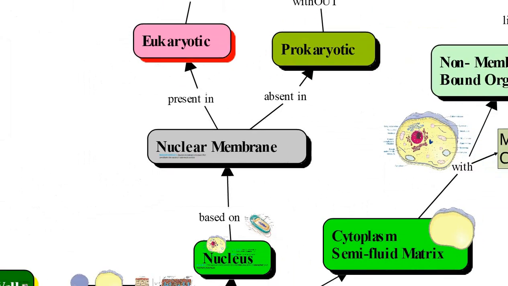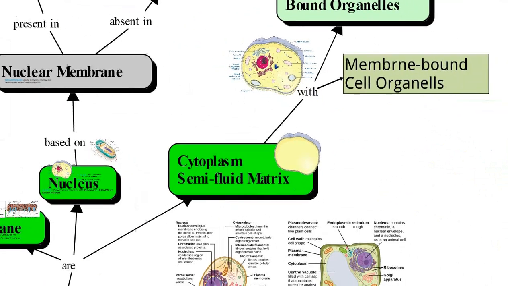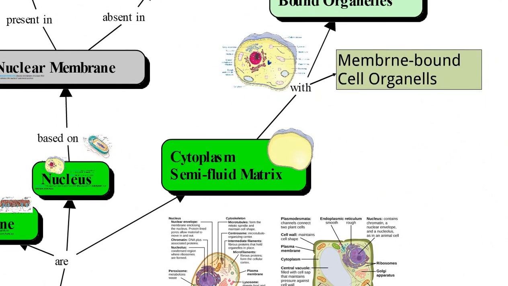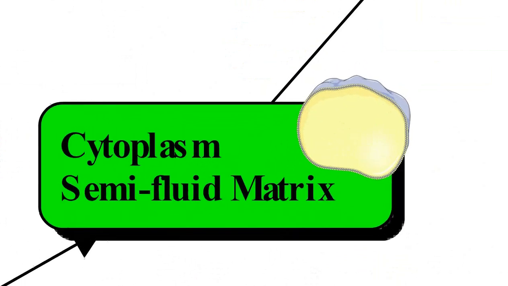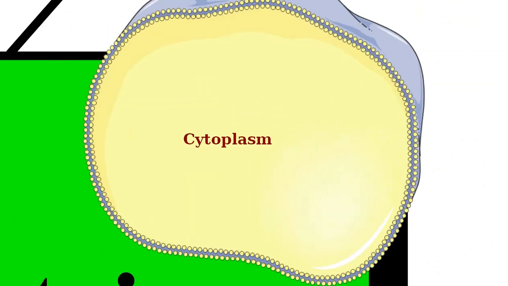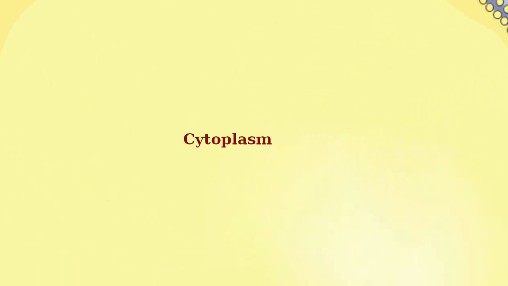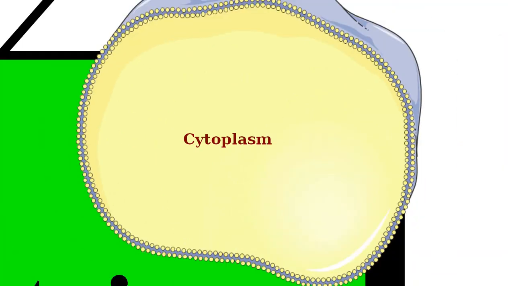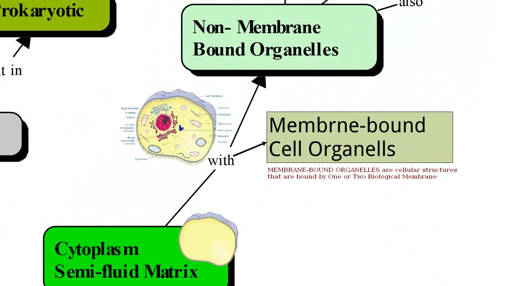Then coming to the other important common structure present in both animal cell as well as plant cell is the cytoplasm. And cytoplasm is the semi-fluid matrix present inside the cell. Here we can see the plasma membrane, and inside the plasma membrane, this semi-fluid matrix is known as the cytoplasm. So in this cytoplasm, usually membrane bound organelles as well as non-membrane bound organelles are present.